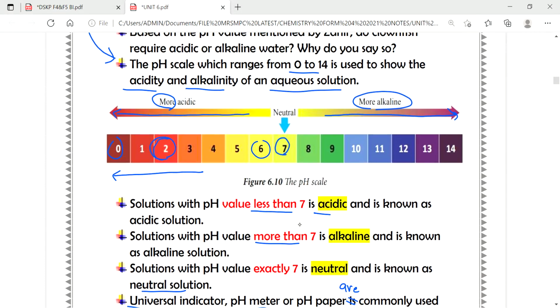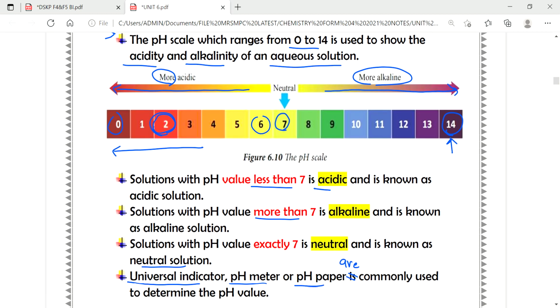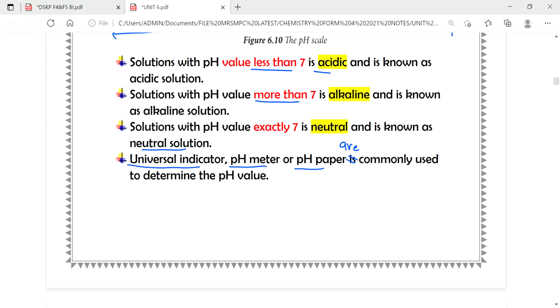So it is closer to number 2. The pH value is 2, and so it is an acidic solution. Let's say the universal indicator turns the colorless solution into very dark purple. Dark purple refers to number 14 on the pH scale, so the pH value is 14. We can call the solution an alkaline solution because we got dark purple, which refers to pH value 14. So it is a strong alkaline solution.